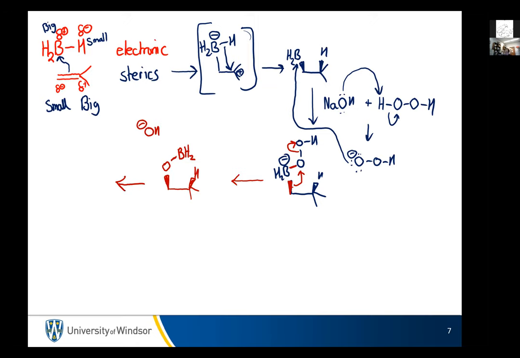We're not done yet because we've still got a boron attached. So we just released this OH-. It's going to come back in, and it's going to attack the boron, because boron's got 6 electrons, and it wants 8 electrons, because boron just is never happy.